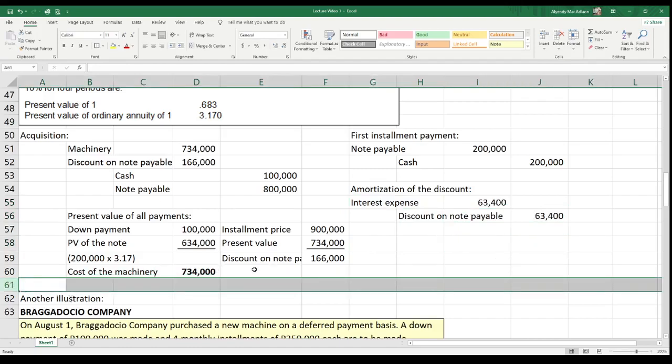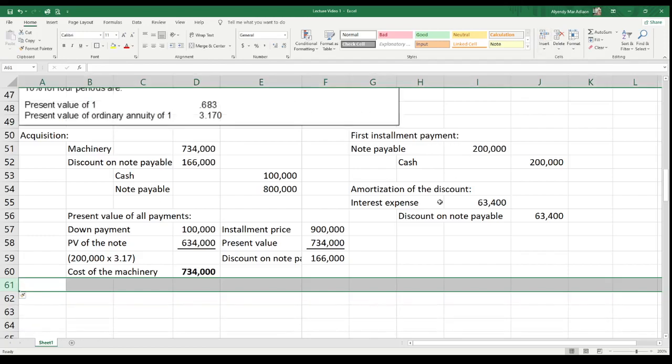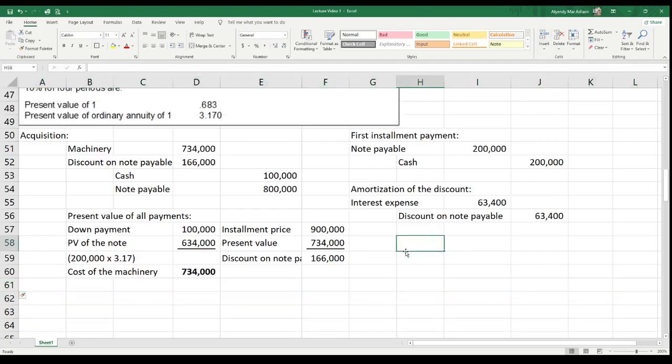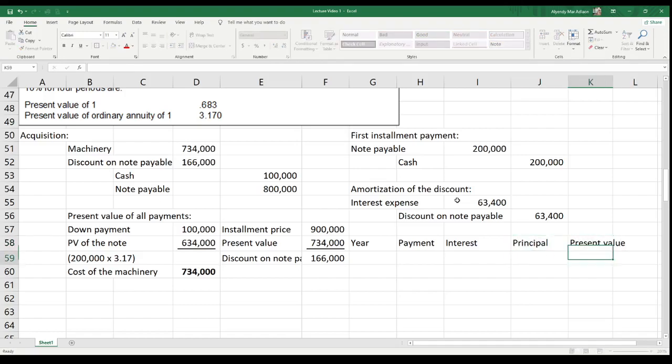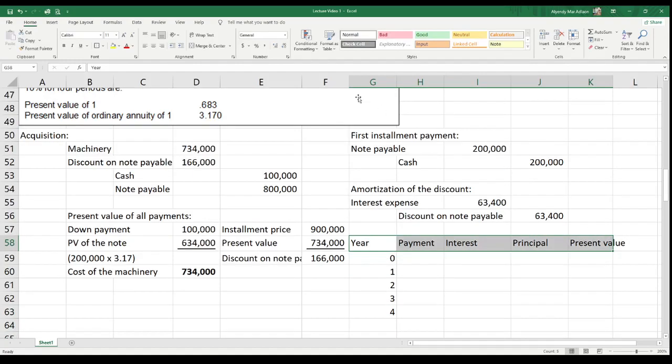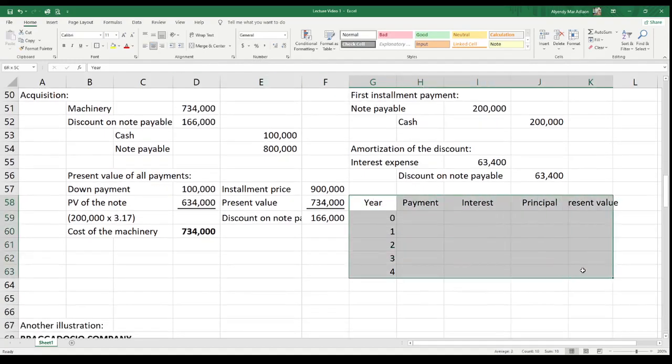Unless you are really very, very expert, you would not make a table, but it is still advisable to make a table. So let us make a table. We have the year and the payment. In that payment, there is a portion applied to interest and a portion applied to principal. And then the carrying amount of the note or the present value. Okay, so we have year 0, which is the beginning. Then we have year 1, year 2, year 3, and I think this is 4 years, so up to year 4.